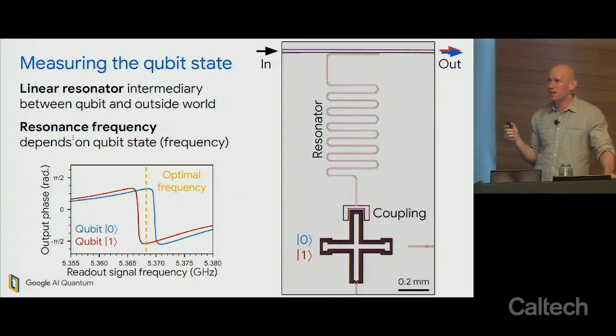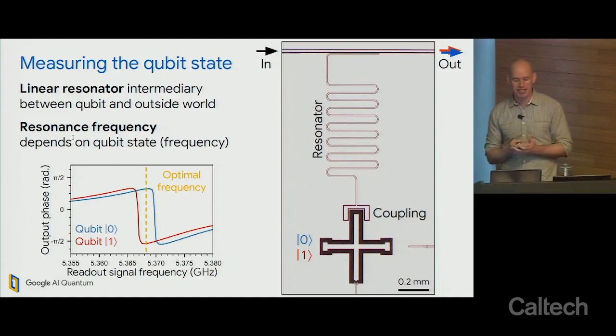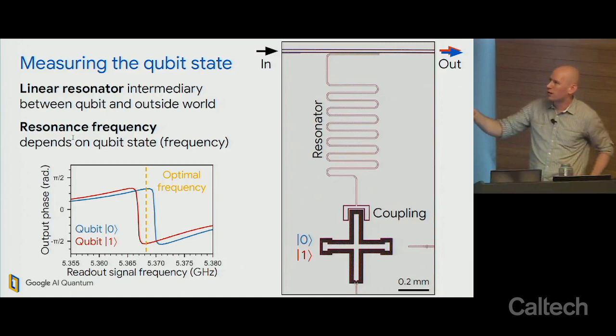So I promised you to talk a little bit more about readout. So let's discuss how measuring the qubit state actually works. And in most transmon implementations, the way that this works is to introduce an intermediary. This is a linear resonator. It's just a microwave circuit. And it is an intermediary that's coupled to the qubit here. And it's also coupled to the outside world through this wire here. And we're able to send in signals and have them pass by the resonator and come out the other side and measure what comes out in amplitude and phase.